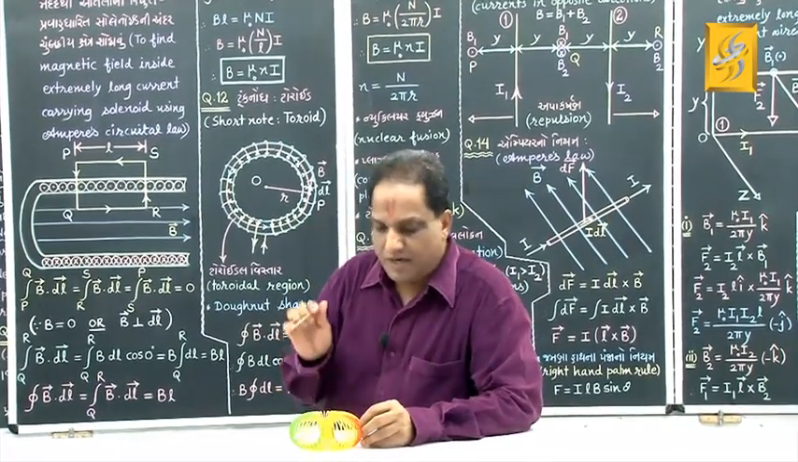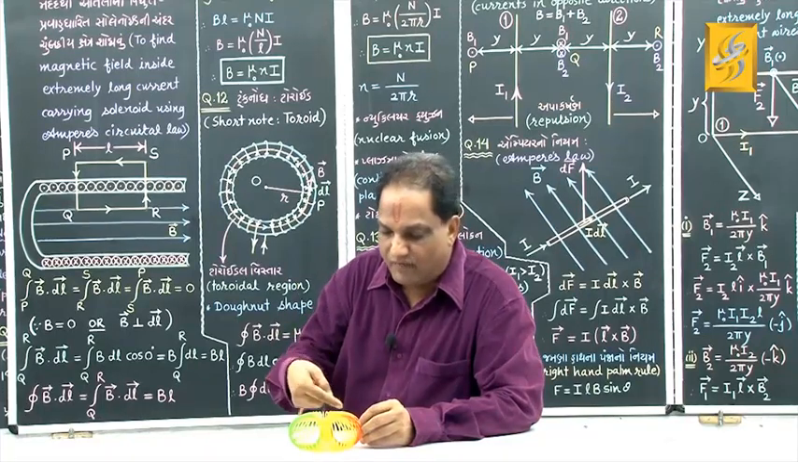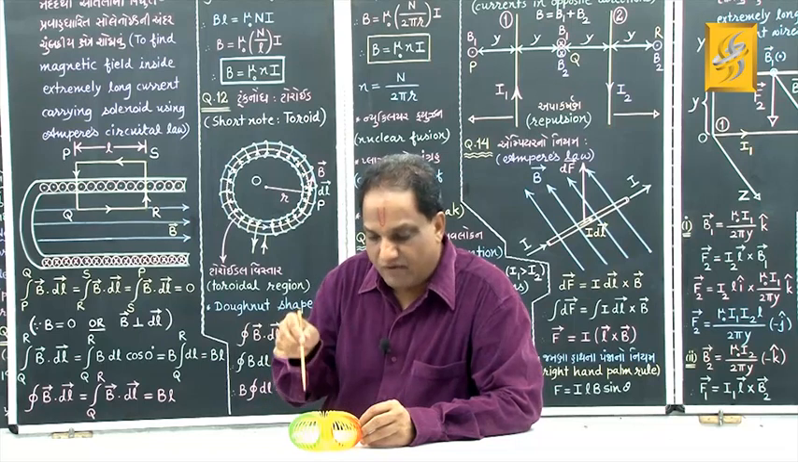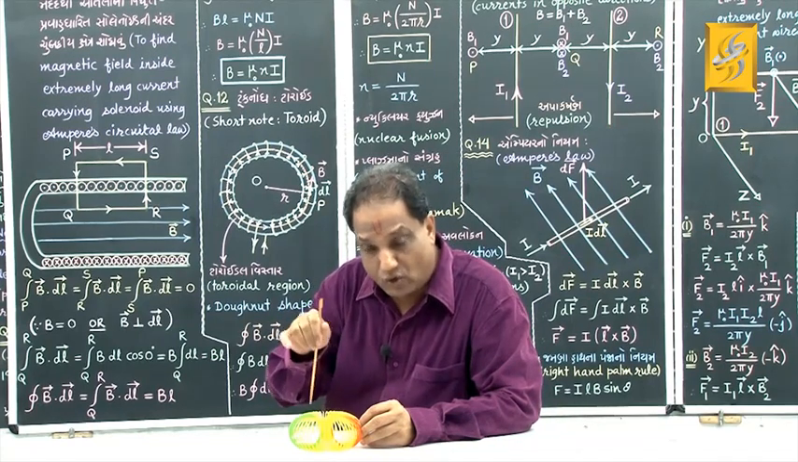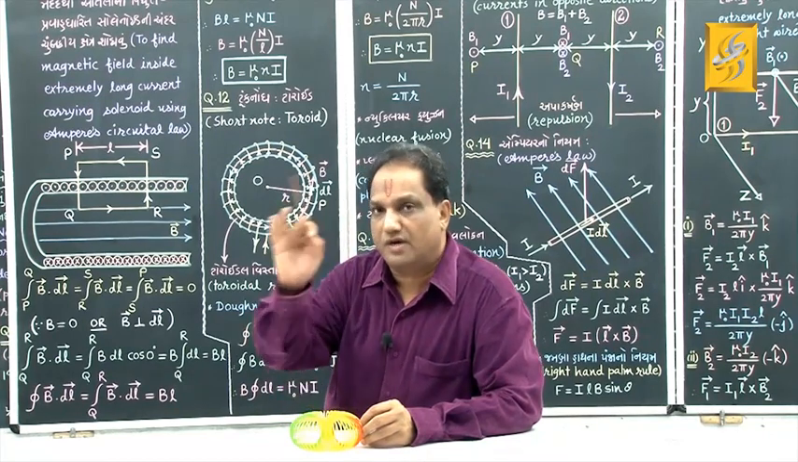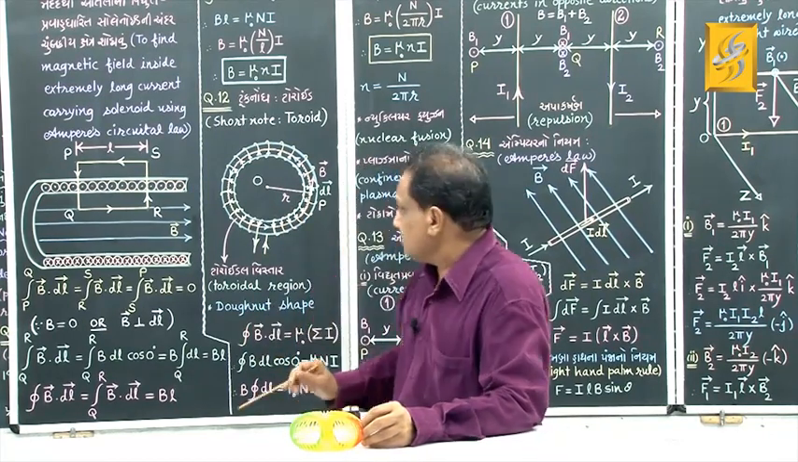Fine. Now, this is called winding of a toroid. The turns are known as winding of a toroid, and whatever region is enclosed by this winding is called toroidal region. Toroidal region. Here it is.